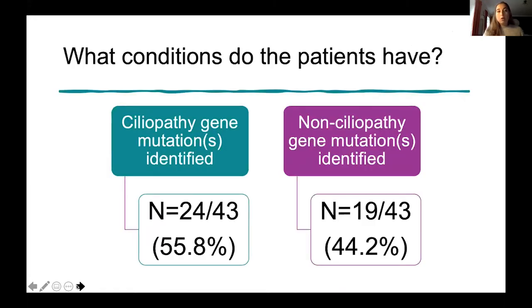So then thinking about what kind of diagnoses we found, as suspected, we didn't find a very high rate of ciliopathy gene mutations. So nearly half the patients actually had non-ciliopathy disorders. So that was kind of surprising given they were recruited, suspected to have these conditions. And I'm going to show you a bit more of what we found.